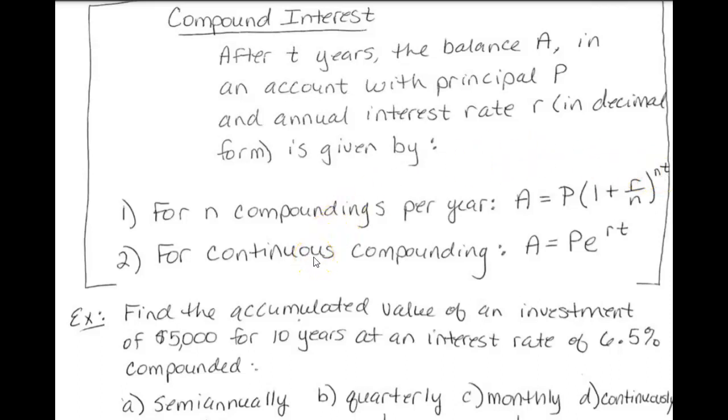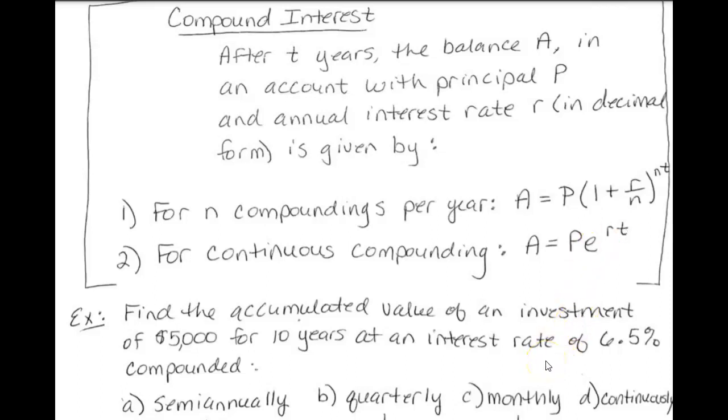If it says you're going to compound continuously, continuous compounding, the formula is different. It's A equals P, the principal, times that number we talked about a minute ago, e, so you'll use your calculator for that part, and then the exponent of e is the interest rate again in decimal form times the number of years. So rt is the power.